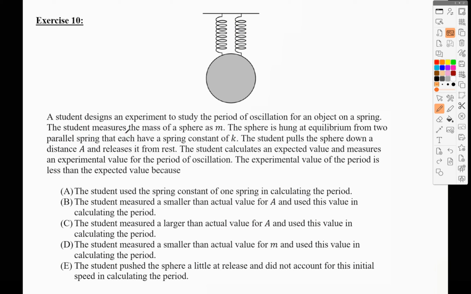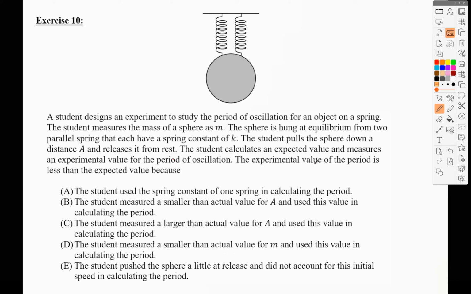Exercise 10, as an exit ticket for today's video. A student designs an experiment to study the period of oscillation for an object on a spring. The student measures the mass of a sphere as m. The sphere is hung at equilibrium from 2 parallel springs that each have a spring constant of k. The student pulls the sphere down a distance A and releases it from rest. The student calculates an expected value and measures an experimental value for the period of oscillation.